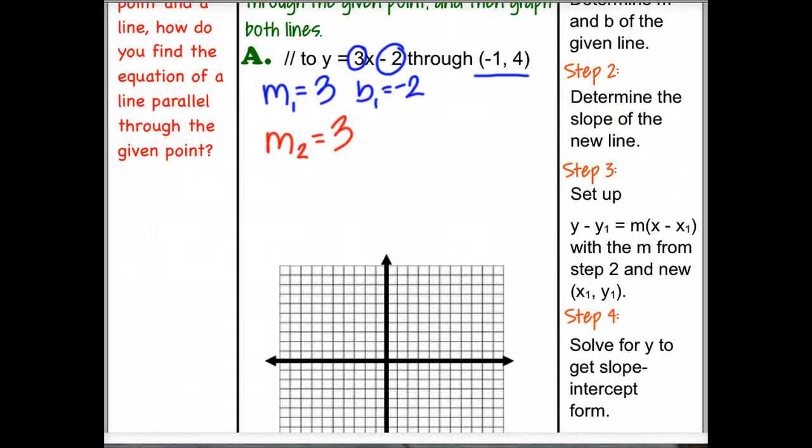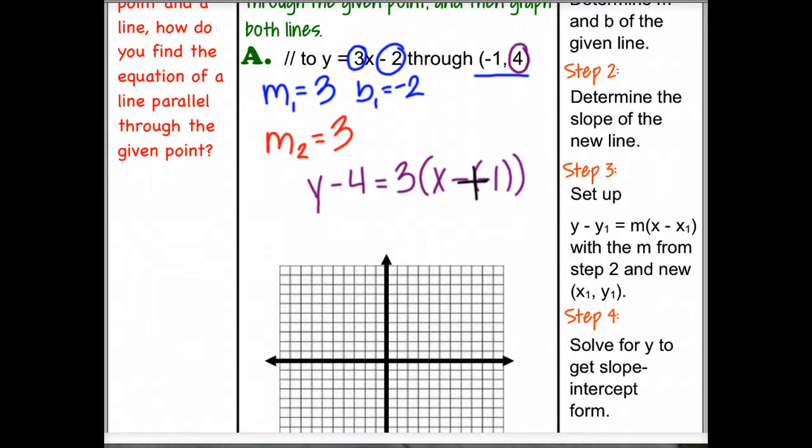Putting this into point slope form, y stays y, y1 is 4, so y minus 4, because remember, it's always opposite of what you think it should look like because the minus is in the formula. Our new slope is still 3, and then x minus -1, which remember, we think chunky plus, so it's x plus 1.